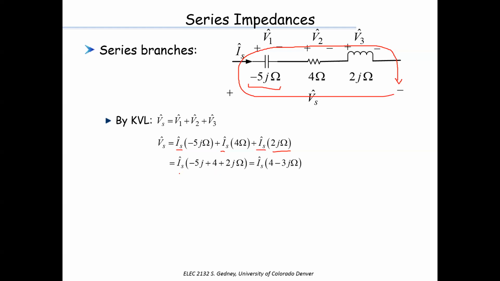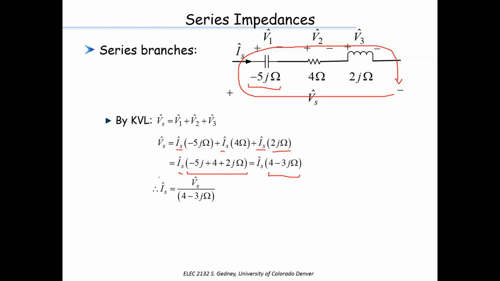Therefore, I can factor out the current, and what I see is that series impedances add. So the series impedances add, the real parts add, and the imaginary parts add. So my net series impedance is 4 minus 3J ohms. And if I know Vs, I can then find Is by saying Is equals Vs over the net series impedance, Vs over 4 minus 3J ohms.